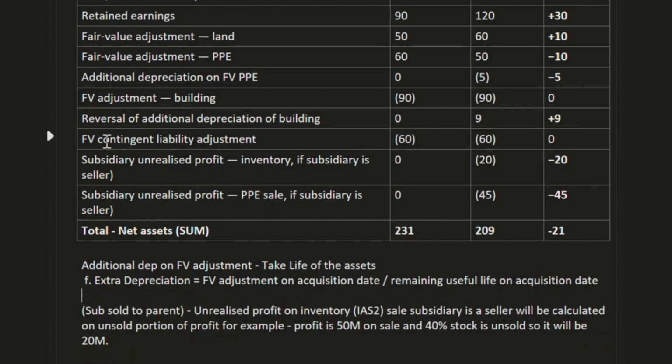Okay, now fair value of contingent liability. Here it is a negative figure because it is a liability we need to pay. 60, no change and no movement.